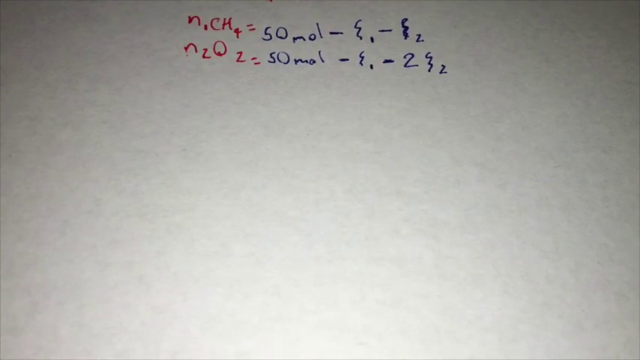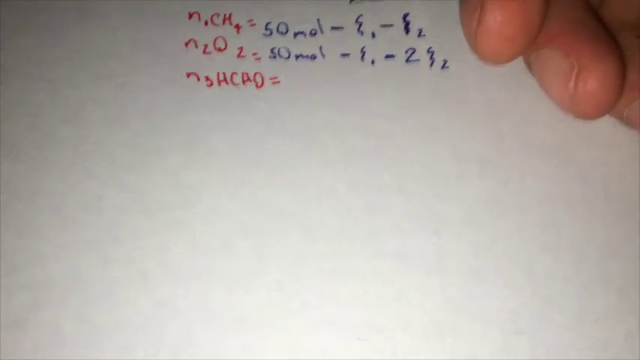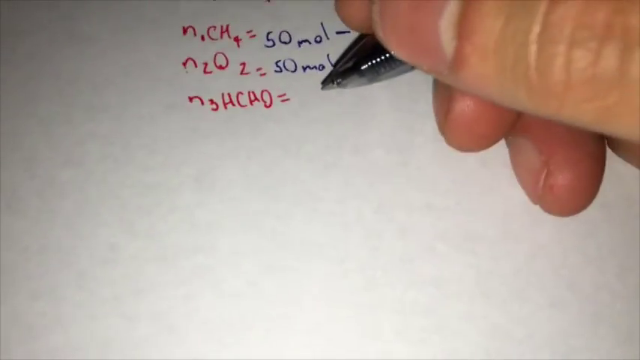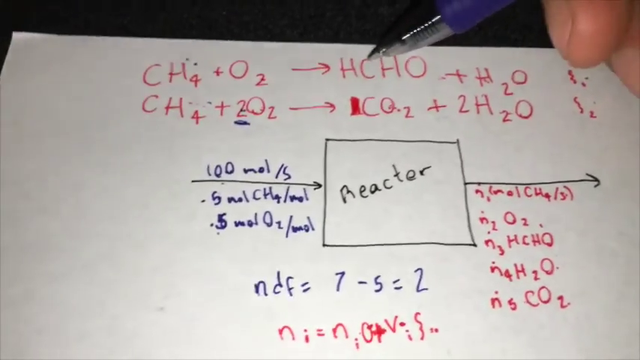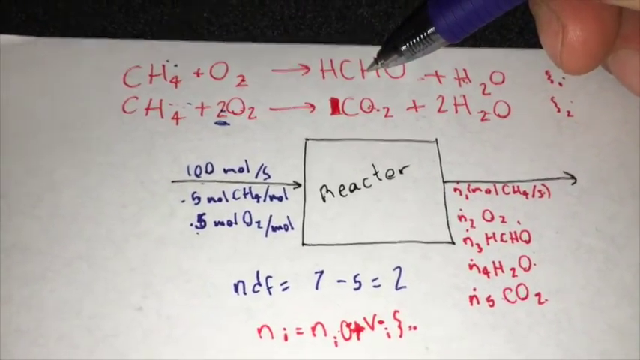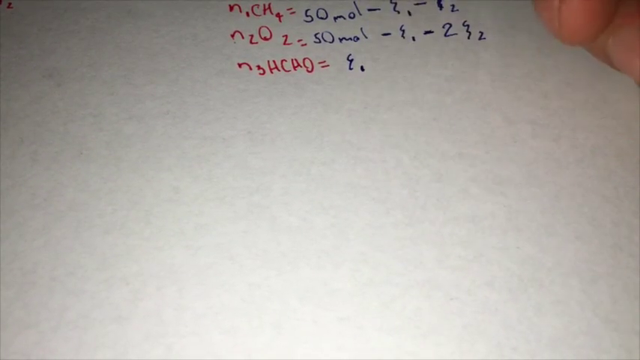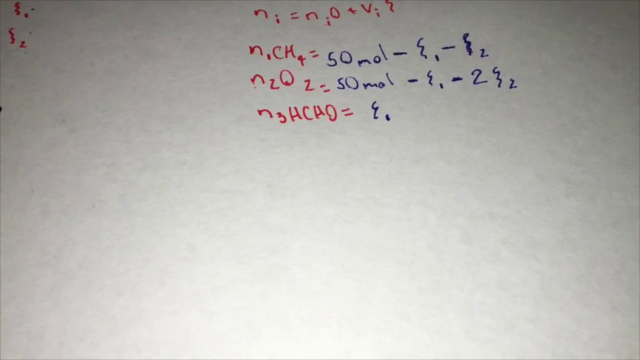So now we move on to N3, HCHO. For N3, we don't have any HCHO coming in, as you can see, so we don't have to put anything here. So we go to the reactions first. HCHO is on the product side, so our equation is going to look like this: C1, positive, because it's on the product side. And that is the only one. So there's our equation for N3.